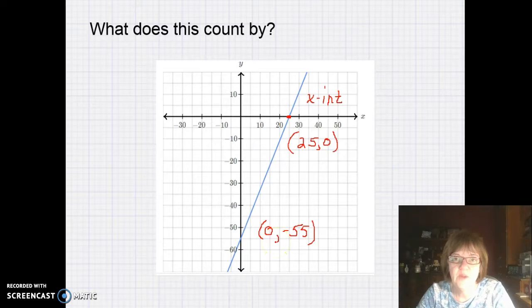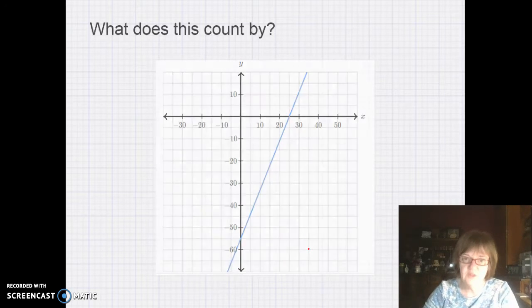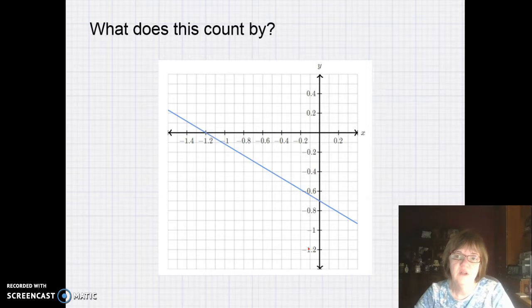Okay, you ready for another example? Oh, let me write that, but that's the y-intercept. Okay, moving on, another example. What does that one count by? Oh, this one's a little trickier. You're gonna have to put your detective hat on for this.